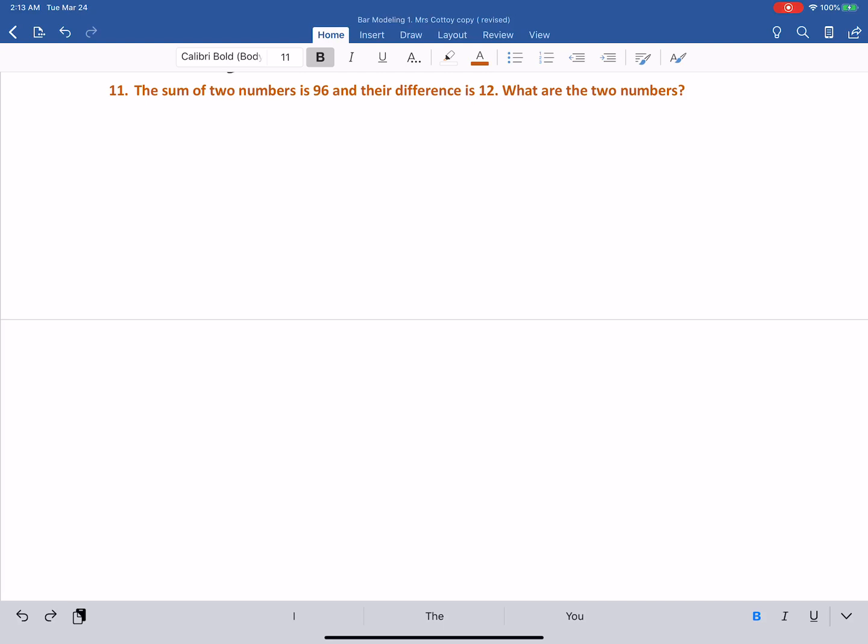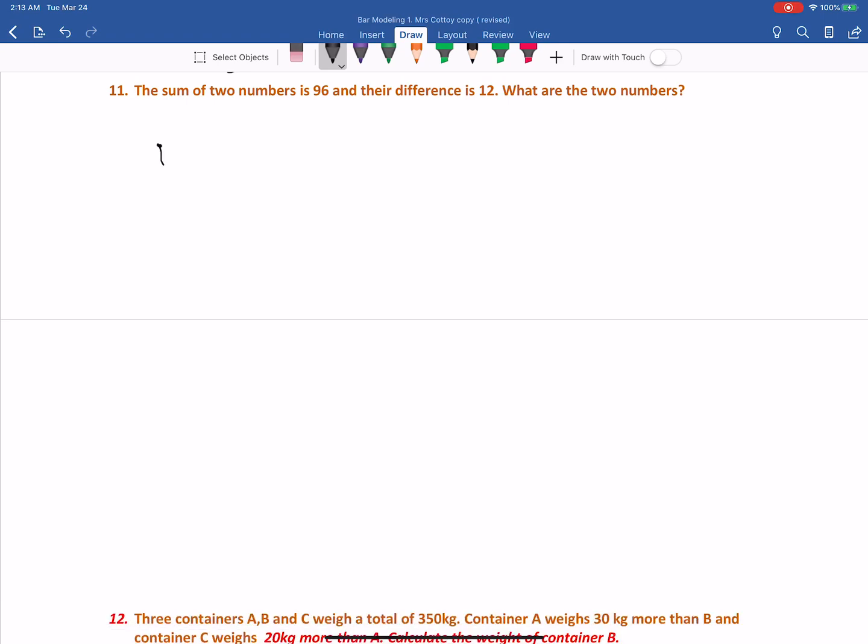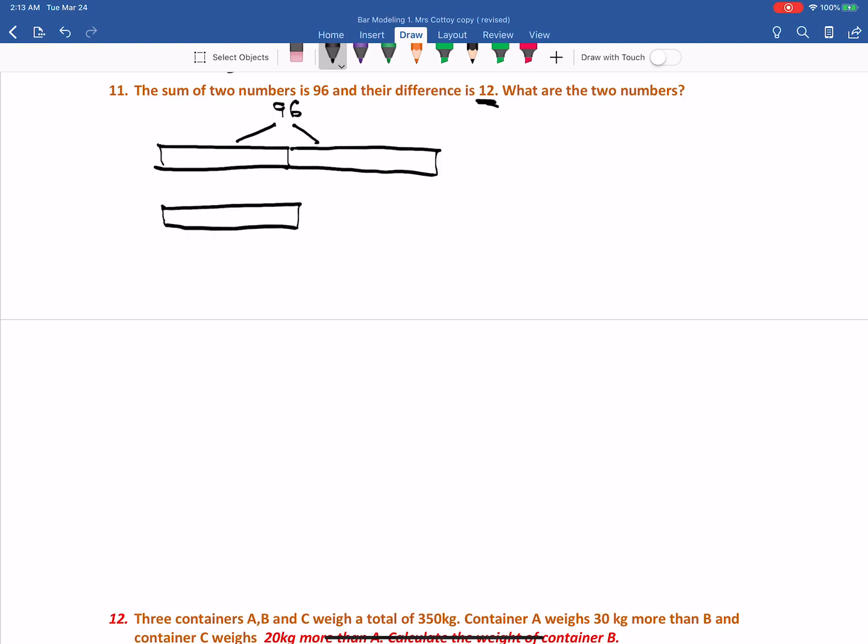The sum of two numbers is 96. So it means that when I add two numbers, I don't know which one is bigger than the other, I get 96. The difference is 12. Let me separate it. I have the first number, and I have the second number. But whoa, they're not equal. So then my bar does not accurately measure them. The sum of two numbers is 96, and their difference is 12.